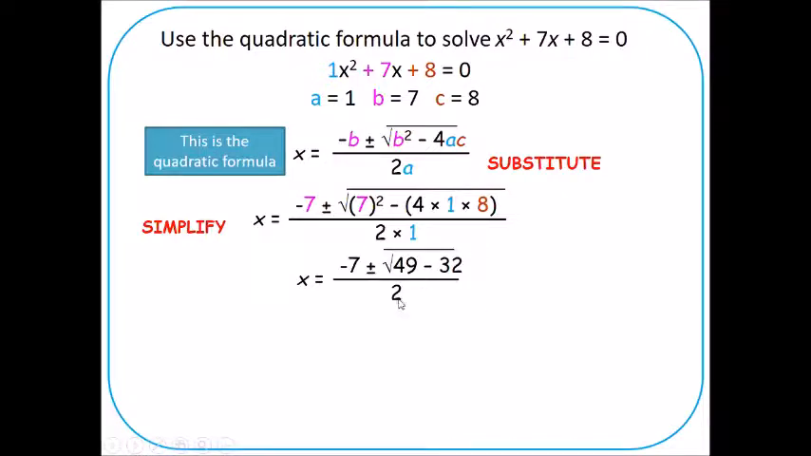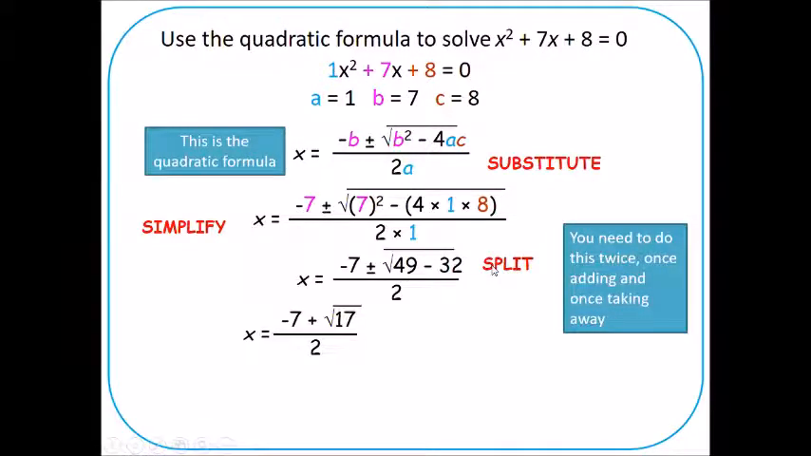So I've done a bit of tidying, but still, in my square root sign, I've got root 49 minus 32. Let's work out 49 minus 32. That gives me root 17. Also, I have a plus or minus sign here, so this represents two solutions: my positive version and my negative version. So I write one version with a positive root 17 and one version with negative root 17. I've split it up into two separate solutions.